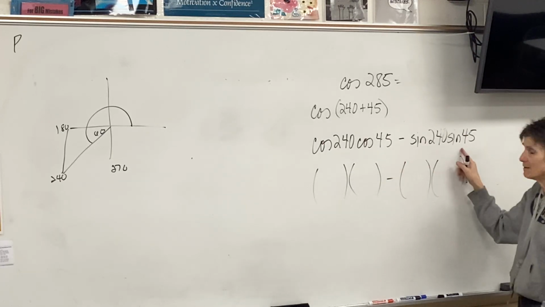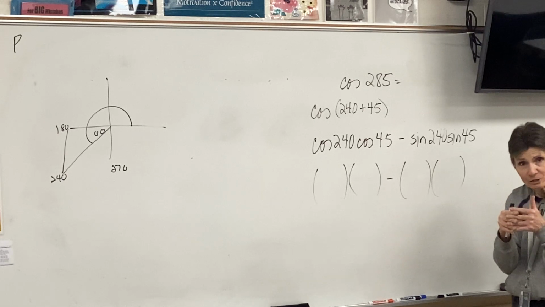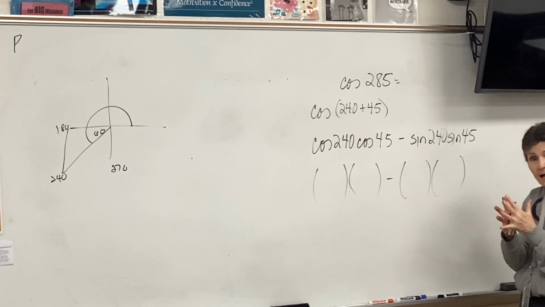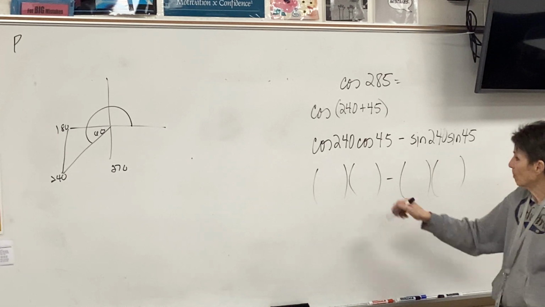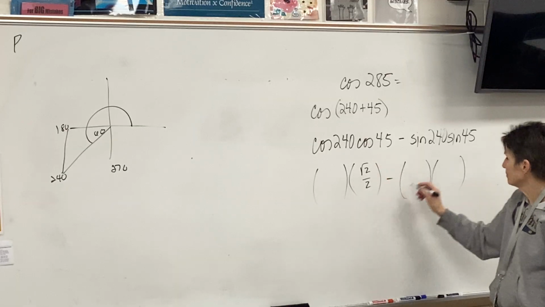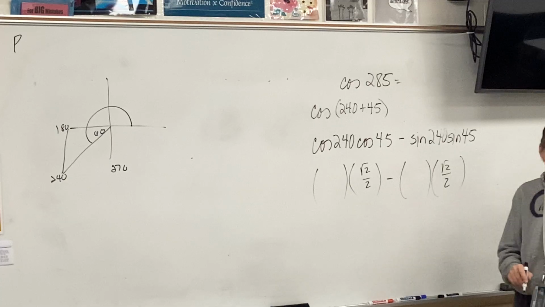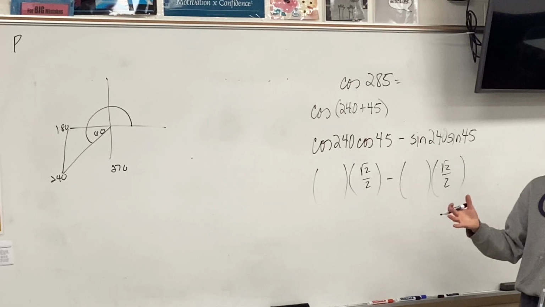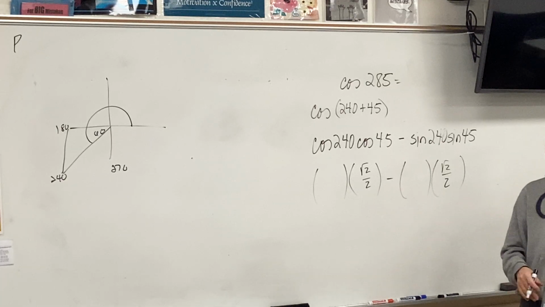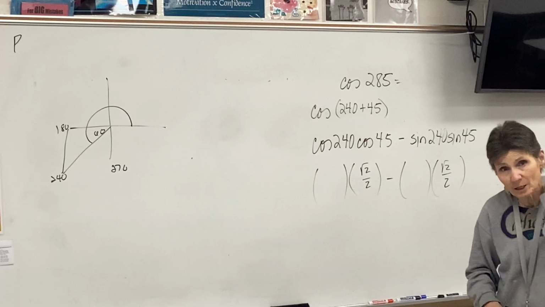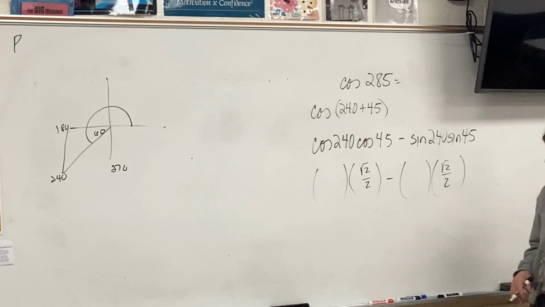Now, 45s, remember, those are the ones that match. So the cosine and sine of 45 are both root 2 over 2. We don't need to worry about that. It's in quadrant 1, 45, so they're both positive. And technically they're 1 over root 2, but we're rationalizing it. So it's root 2 over 2.